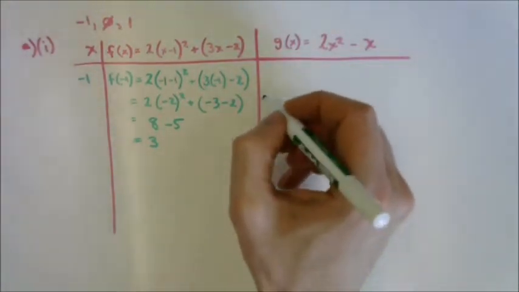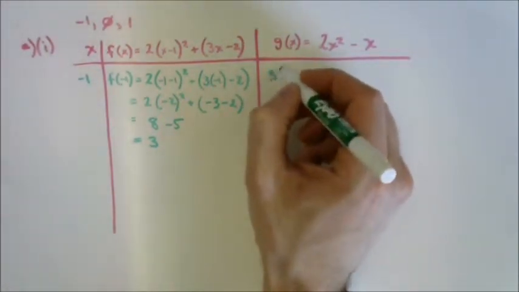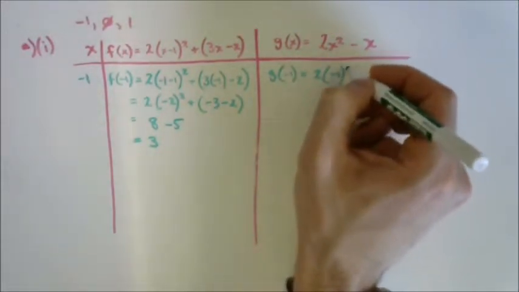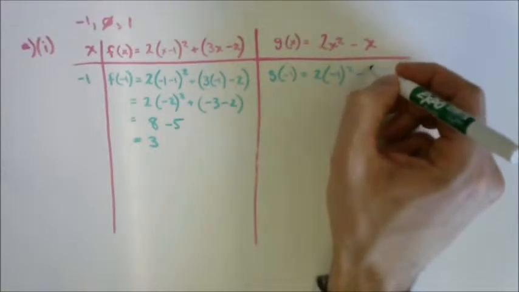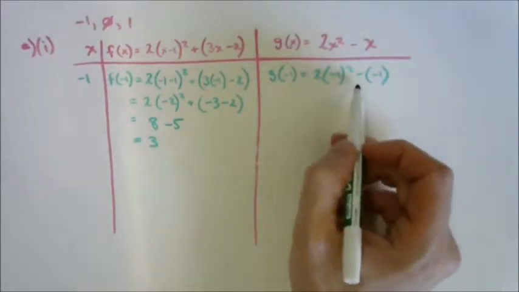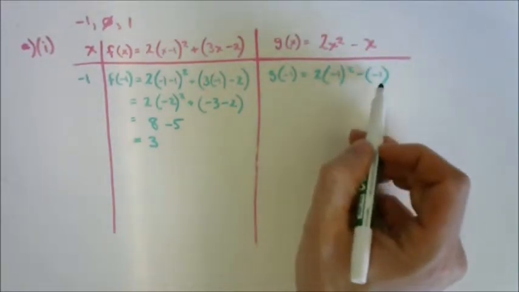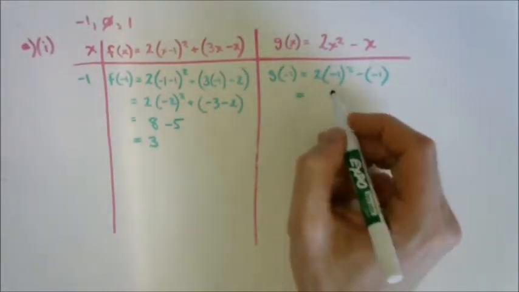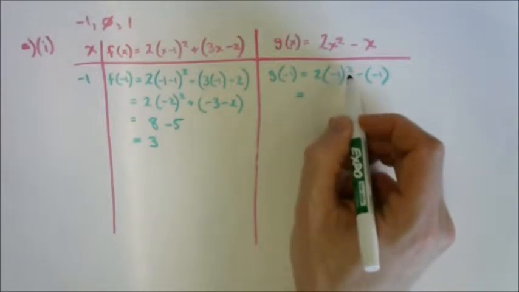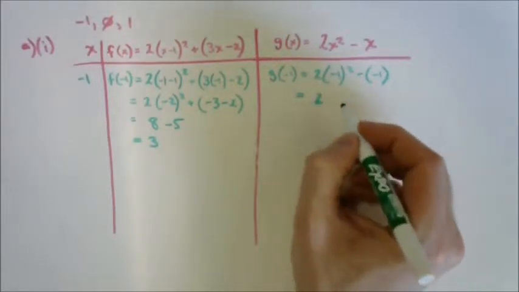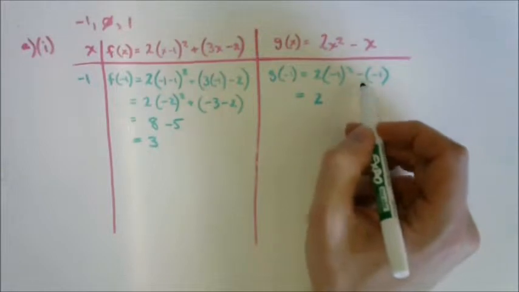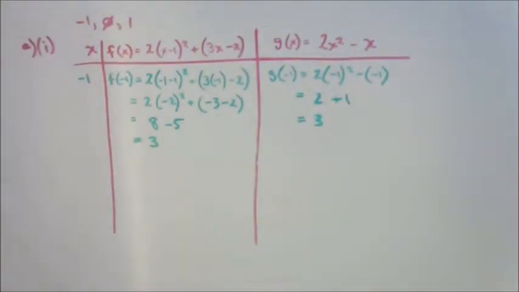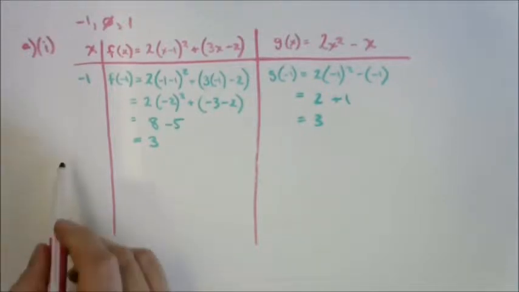Well, let's see what happens to g of x. In g of x, we're going to sub in negative 1 for x. We're going to have 2 times negative 1 squared minus negative 1. So be very careful with that. You've got a negative x, but we're putting a negative 1 in for x, so you've got 2 negatives there. So here we have negative 1 squared, which is positive 1, times 2, that's 2. And negative negative 1, or minus negative 1, is positive 1, which is 3. So far, so good. 3 on both.